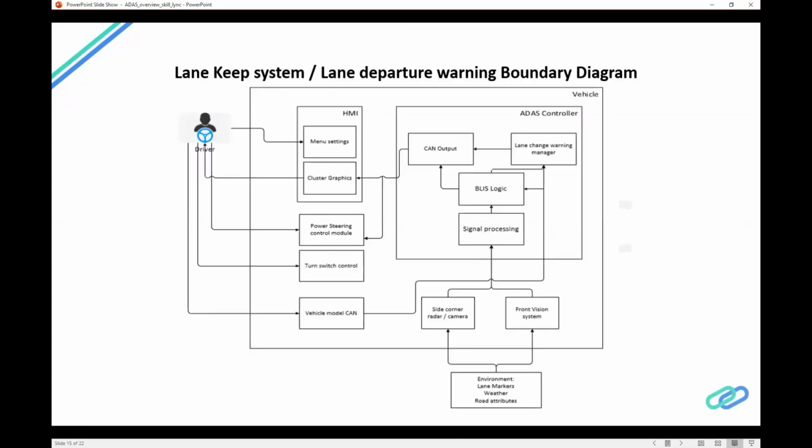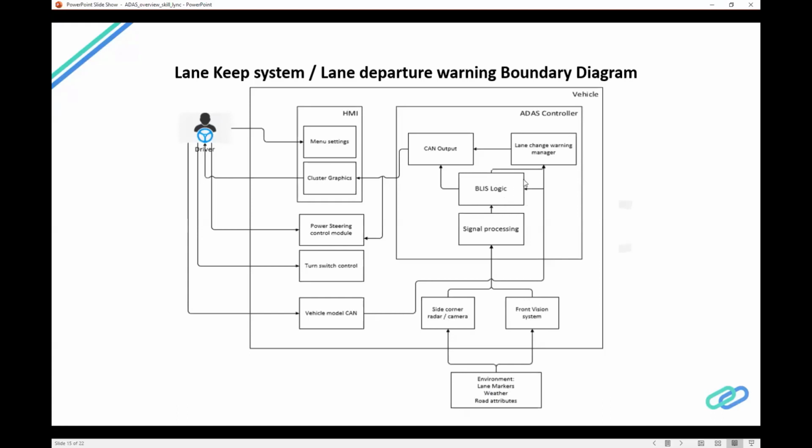So coming to the boundary diagram, again, pretty simple, similar to the driver alert system. There is the environment, which is typically the lane markers. The front vision system camera detects the lane markers, and the side corner radars are of course used for the blind spot logic. Both pieces of information go into a signal processing algorithm, and that information then goes into the blind spot logic or the lane change warning logic.